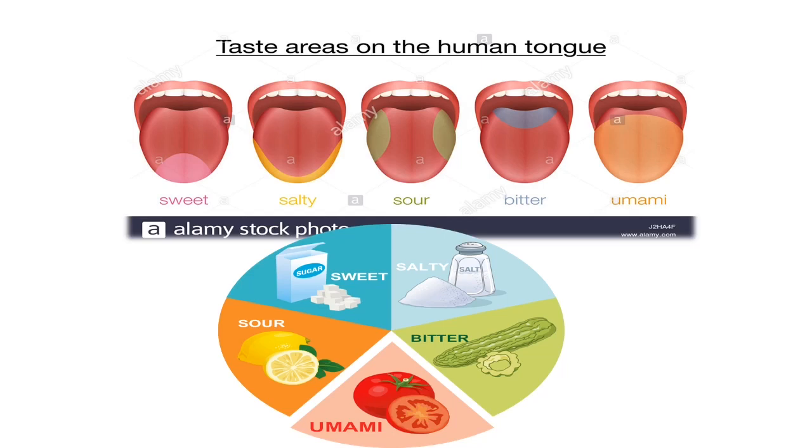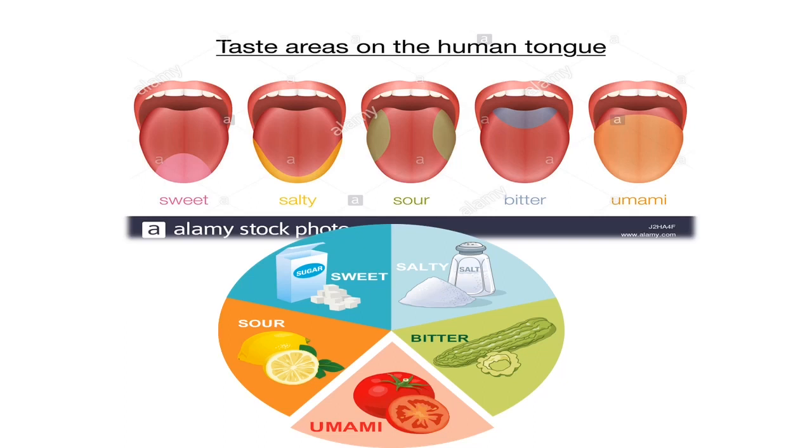Now we will see the taste areas on the human tongue. There are a total of 5 tastes. First one is sweet, that is the anterior portion of the tongue, or we can say the dorsal area of the tongue. Then the salty, you can see in the figure, that is the lateral or parallel area of the tongue.